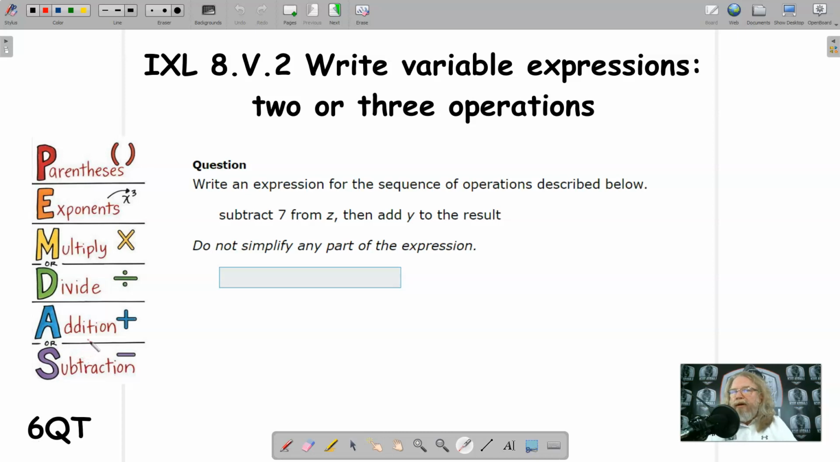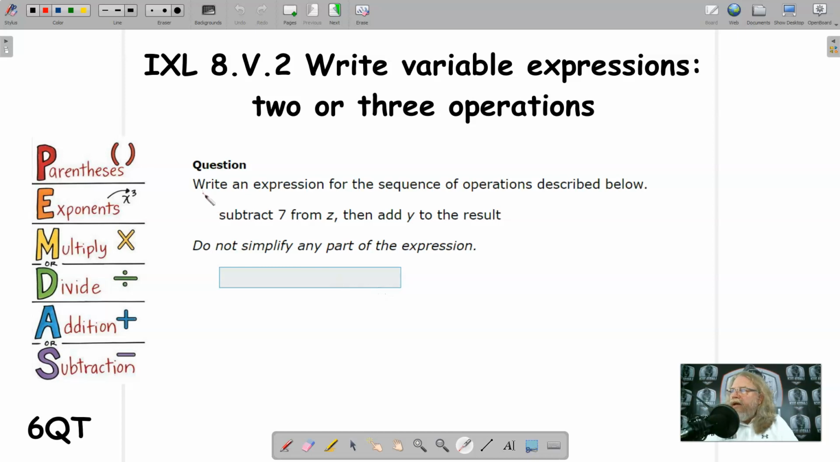Now, why is this important? Well, notice that it says 2 or 3 operations. So there's going to be some operations that we have to complete first and then complete the other operations. So we're going to be using parentheses and we're going to be using exponents in this activity. And we want to use those parentheses and exponents in order to make sure that the operations are being done in the order that the questions ask us to put them in.